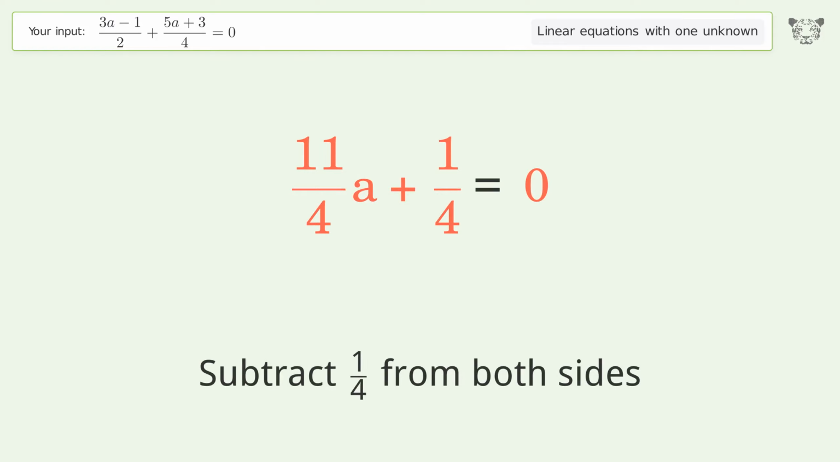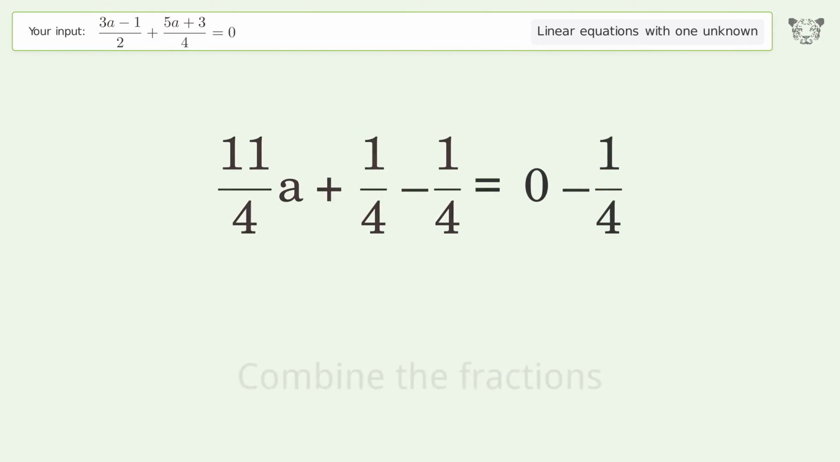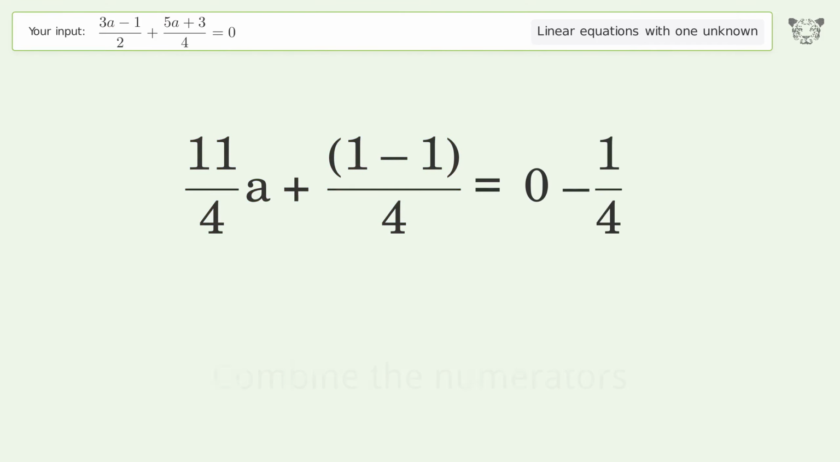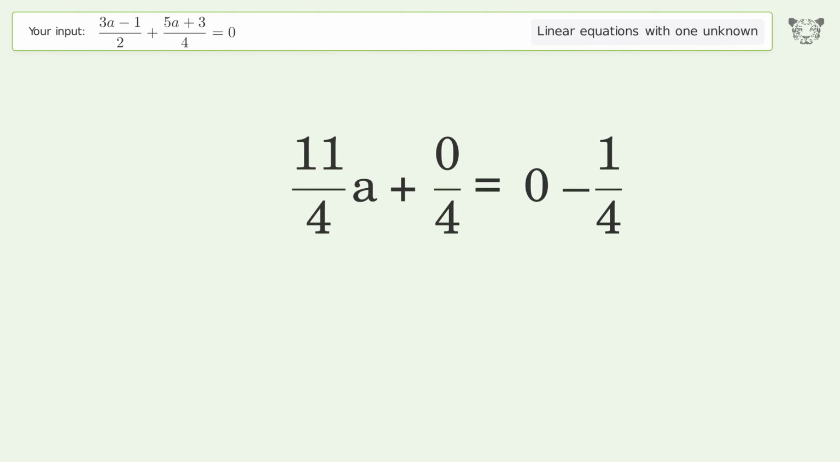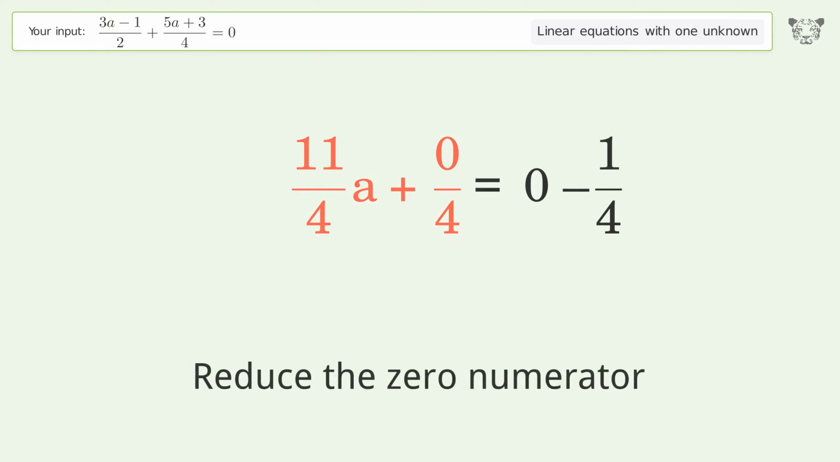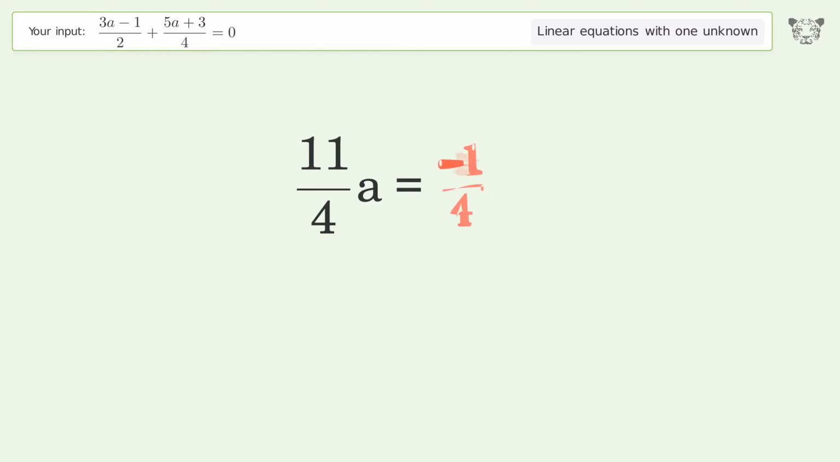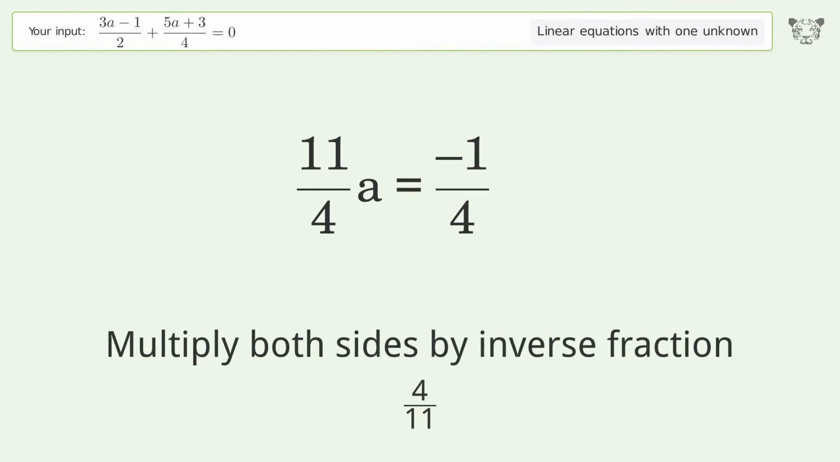Subtract 1/4 from both sides. Combine the fractions. Combine the numerators. Reduce the zero numerator. Simplify the arithmetic. Isolate the a. Multiply both sides by inverse fraction 4/11.